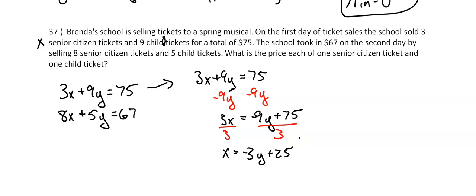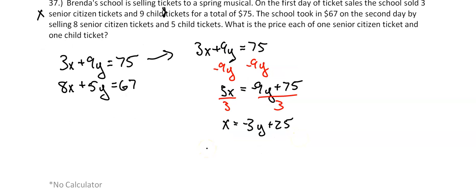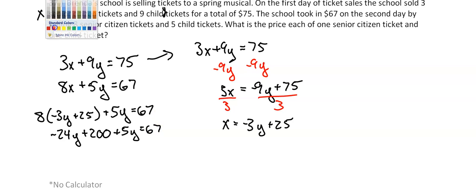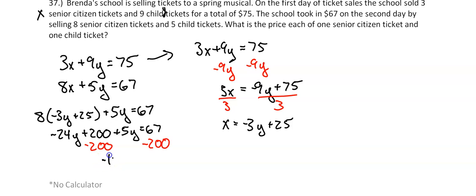And so now I can plug that into the other equation here. So right here, I've got 8 times negative 3y plus 25 plus 5y equals 67. And now I distribute. That's 200. I'm going to subtract that 200 from each side. And at the same time, I'm going to go ahead and combine those like terms. So let's see, I got negative 19y equals negative 133. And now I divide.